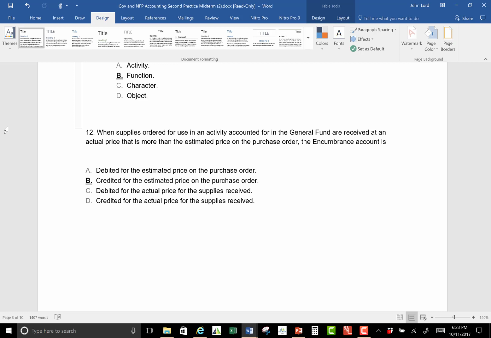So when I order the goods, what journal entry should I make? When I order the goods, I debit encumbrance. Good. And credit the budgetary control.